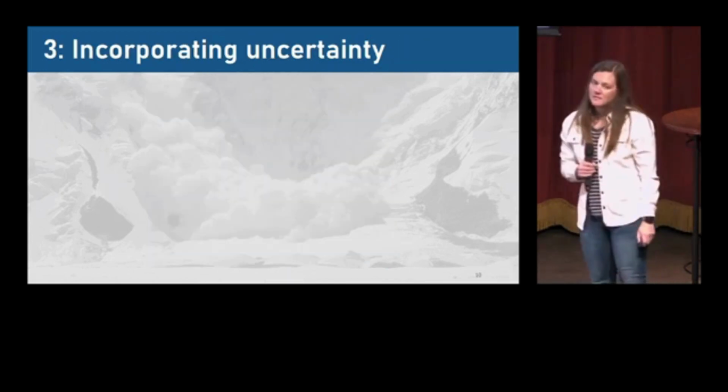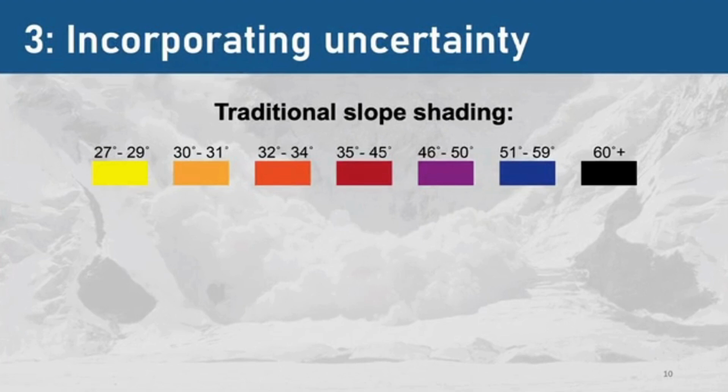So that last step is incorporating uncertainty. This is what we're used to seeing when we look at those slope shading maps. And if you look at those categories, 30 to 31 degrees, 32 to 34 degrees, that's implying that we have that certainty to the degree, and we don't. Even with 1 meter resolution, we don't have that. So it's a false sense of certainty. You look at that hard and fast line and you're like, oh yeah, it's less than 30 right there, and it's more than 30 right there, which isn't necessarily true.